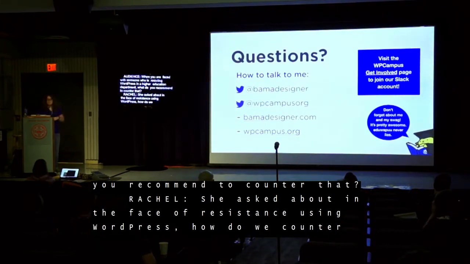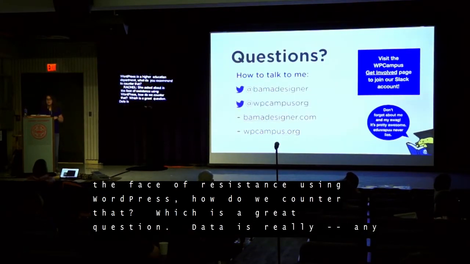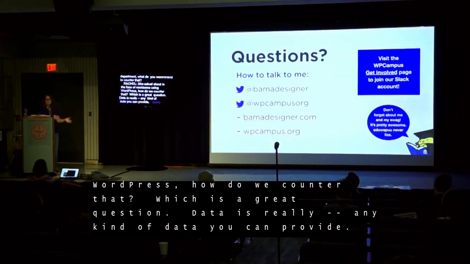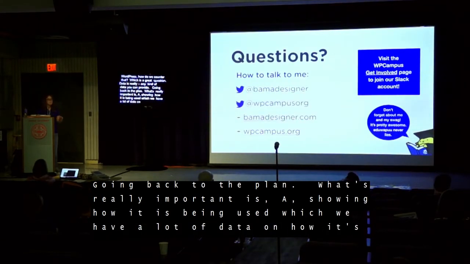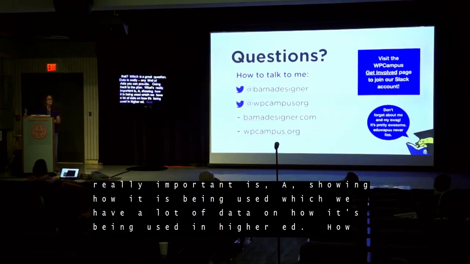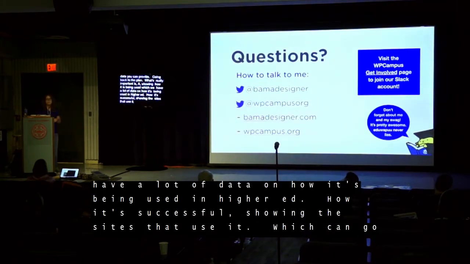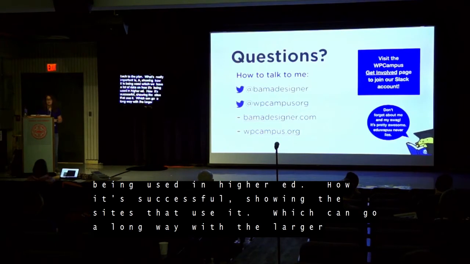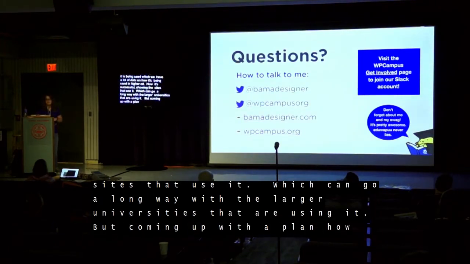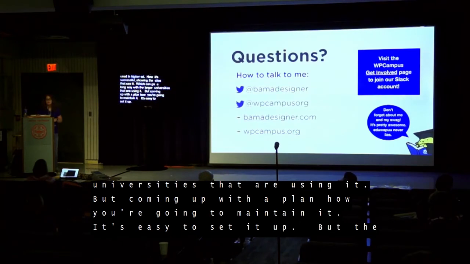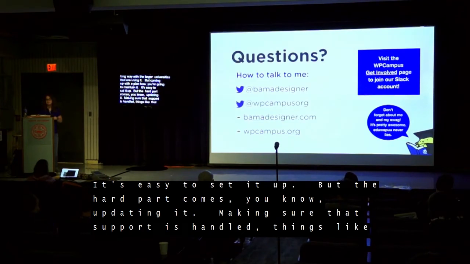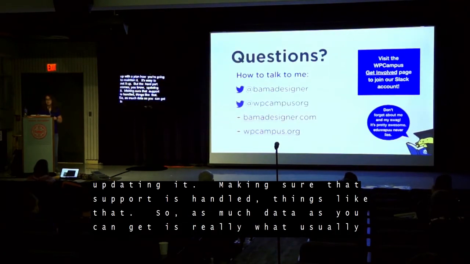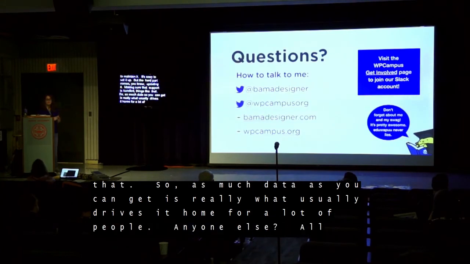Data is really, any kind of data that you can provide. Going back to the plan, what's really important is, A, showing how it is being used, which we have a lot of data on, how it's being used in higher ed and how it's successful, showing all the other sites that use it, which can go a long way, especially some of these larger universities that are using it. But also coming up with a plan for how you're going to maintain it, because it's easy to set it up, but the hard part comes when updating it, making sure that support is handled, things like that. So as much data as you can get is what usually drives it home for a lot of people. You're welcome. Anyone else?